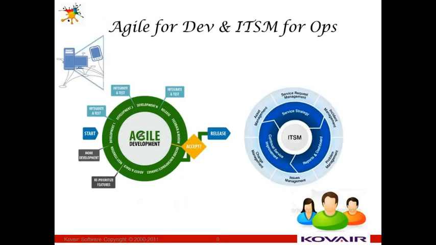So till now we have talked about the nuances of DevOps, the positives, the negatives, why we need DevOps. Now we are going to talk about why we need to do Agile for development and why we refer to ITSM for operations.